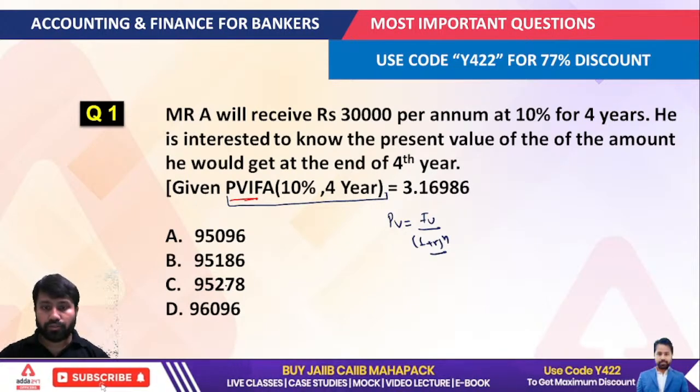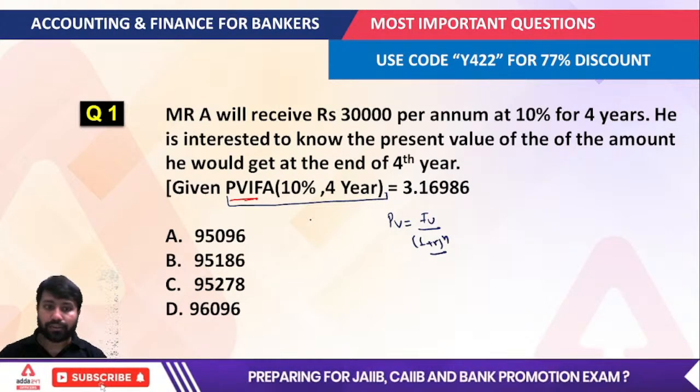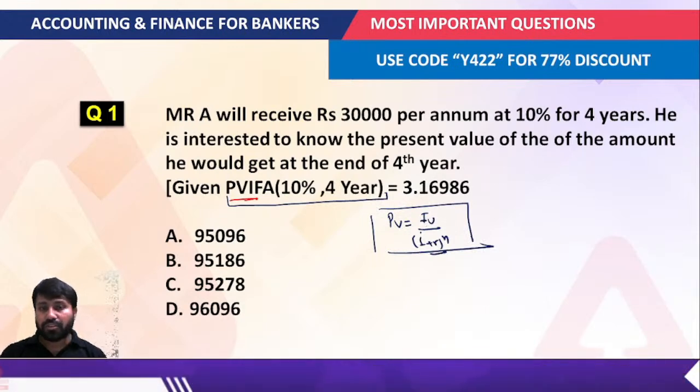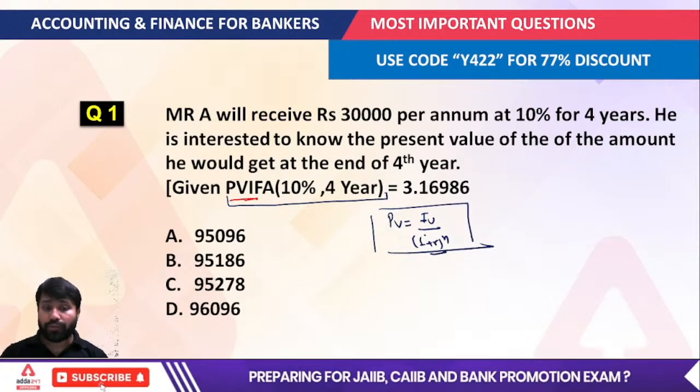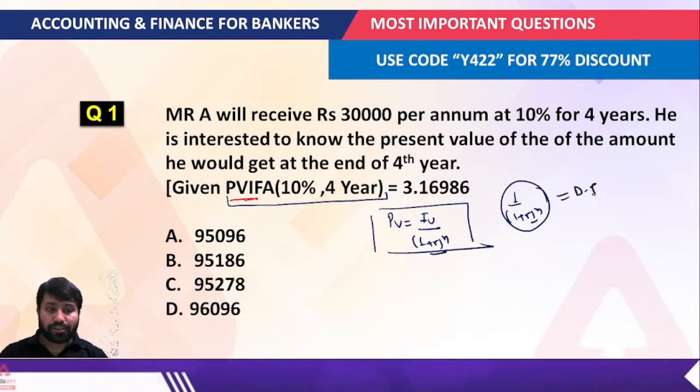Okay, so the PVIFA value given here is 3.16986. You only have to understand this formula: present value is equal to future value divided by (1 plus r) to the power n, where 1 divided by (1 plus r) to the power n is actually known as the discount factor.